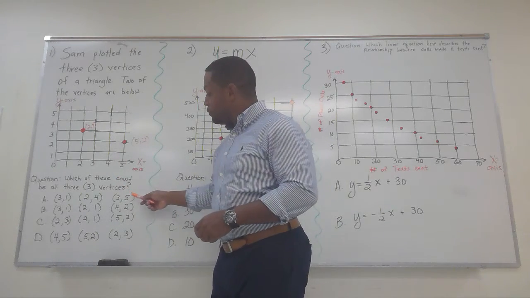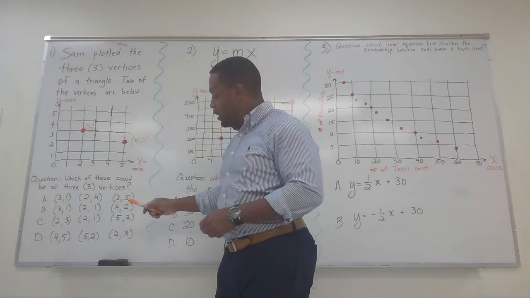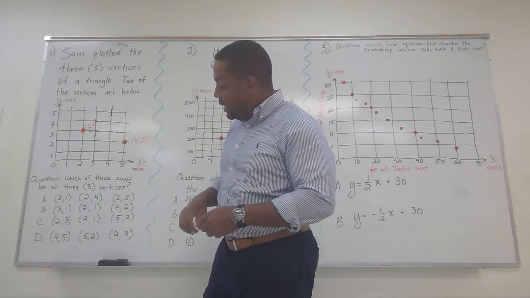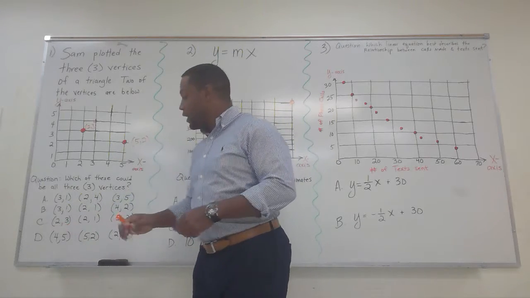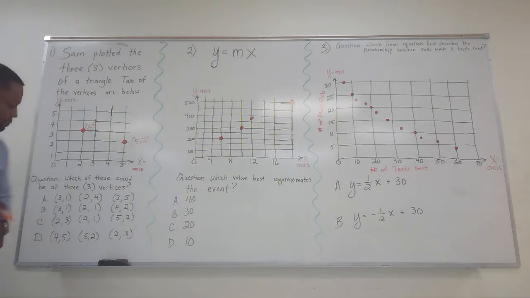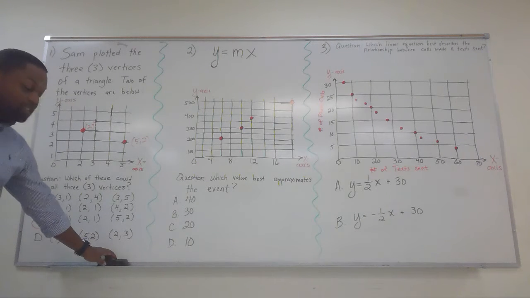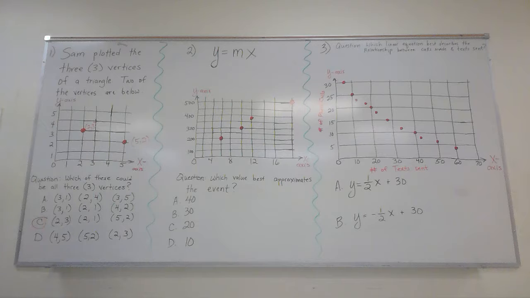All right, so no 5, 2 in A, so that's incorrect. No 5, 2 in B. We do have a 5, 2 in C and a 2, 3. All right, so C could be correct. And we also have a 5, 2 and a 2, 3 in D, so that could be correct.